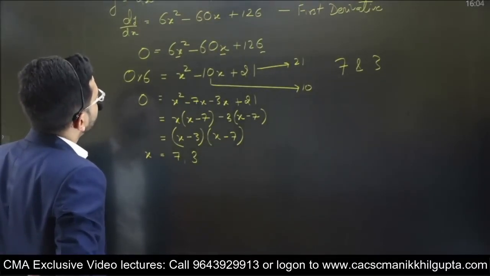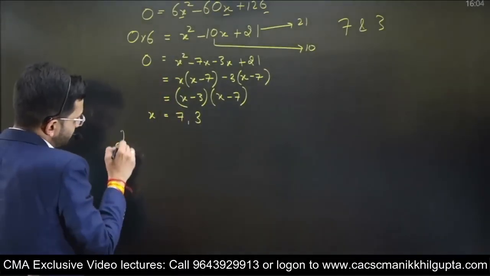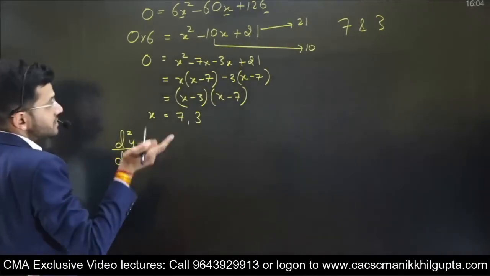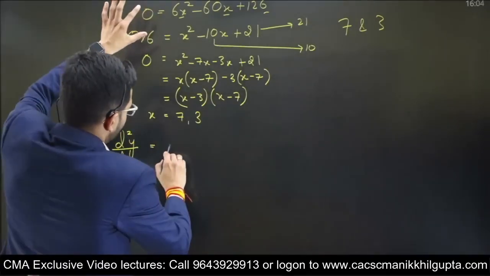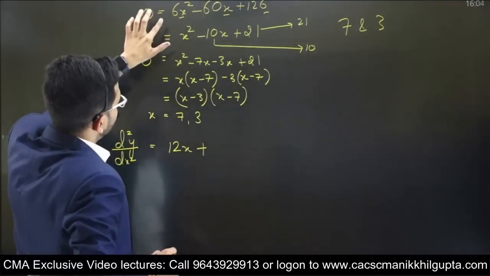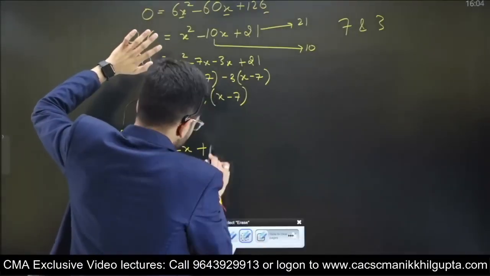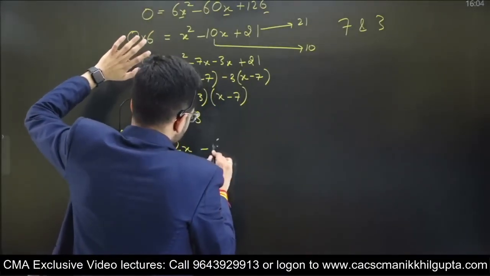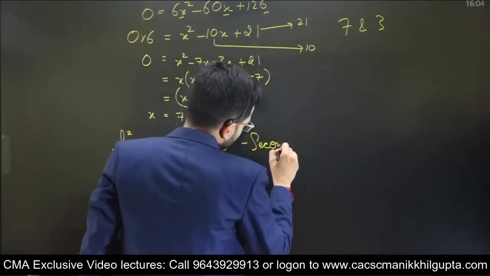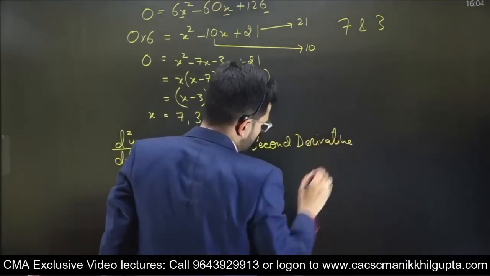Okay, sir, got it. Now the third step is to derive the second derivative of this equation, d2y divided by dx square. This is the second derivative of this same equation. The second derivative will be 12x, 6 into 2 is 12, 12x minus 60. This is the second derivative.